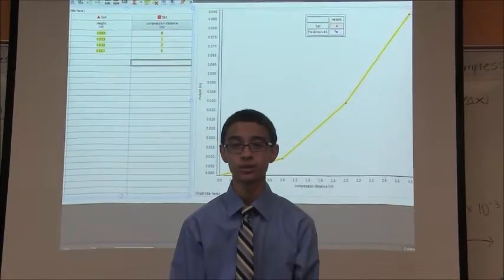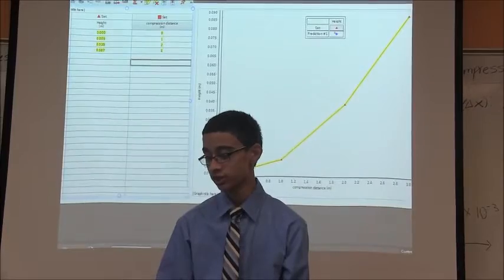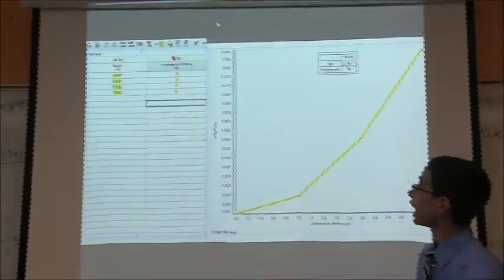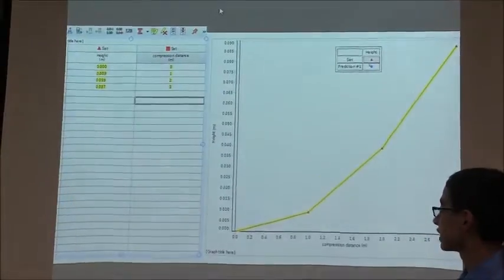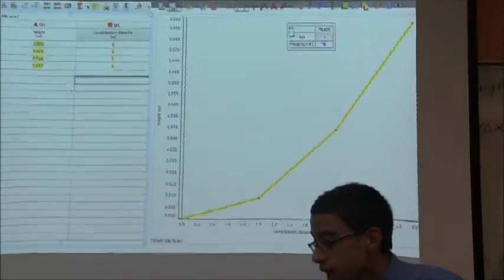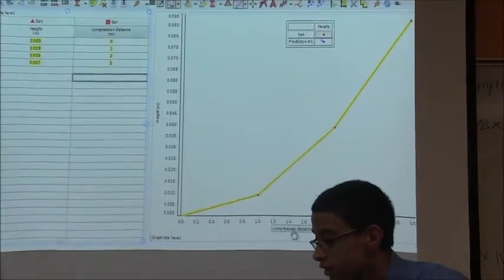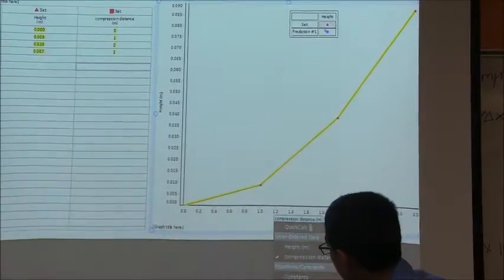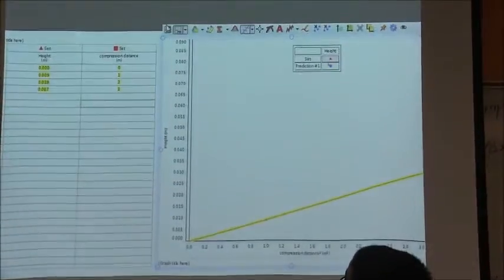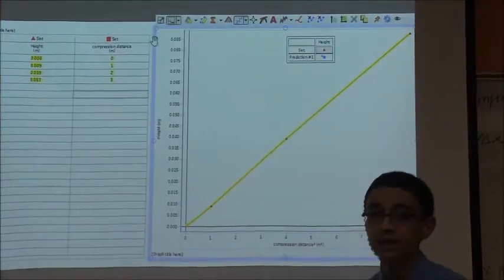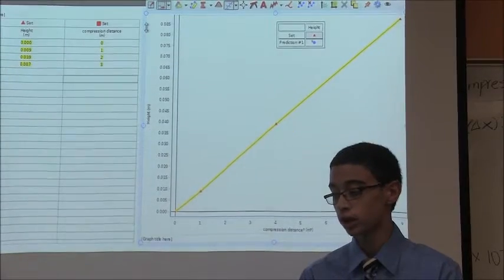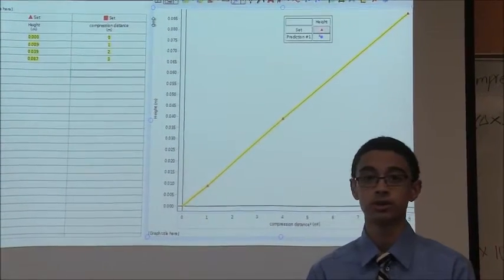In order to better represent my data, I created a graphical representation and plotted a few points of the height and compression distance. As you can see, when I plot height on the y-axis and compression distance on the x-axis, the graph has more of a square relation than a linear relation. However, when I change the x-axis to compression distance squared, the data actually becomes linear. So what this shows is that height is proportional to compression distance squared, which is the answer to the driving question.